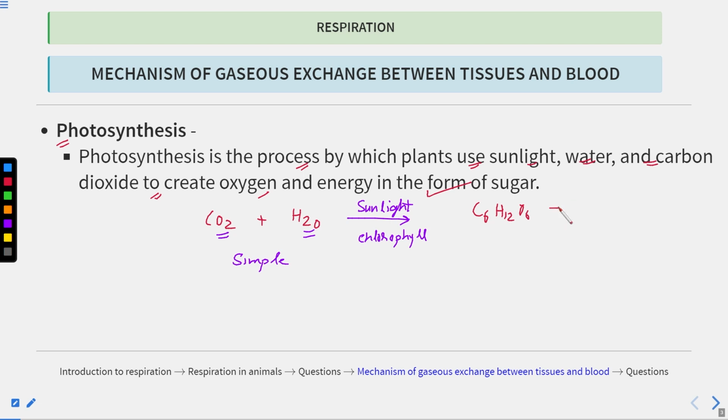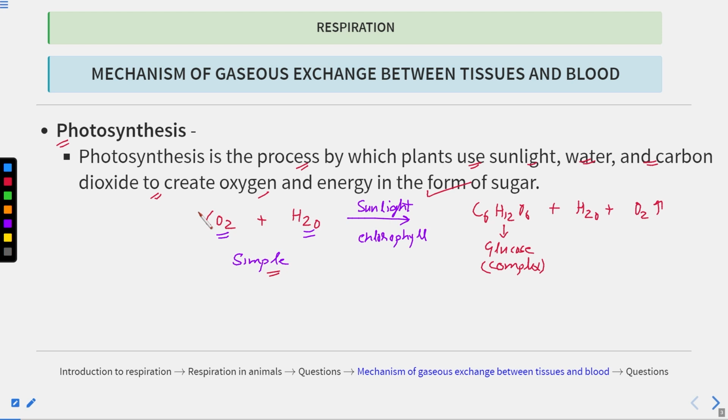C6H12O6 plus what is formed? Water is also formed and oxygen is also evolved in this process. Clear? So this is the glucose, which you can say is a complex molecule that is formed by the combination of the simple inorganic molecules such as carbon dioxide and water. So this happens during the photosynthesis.